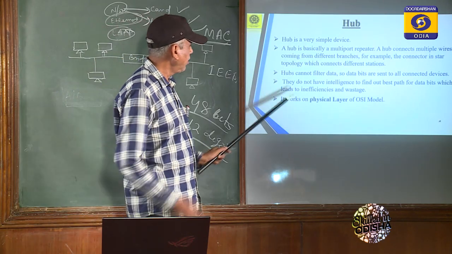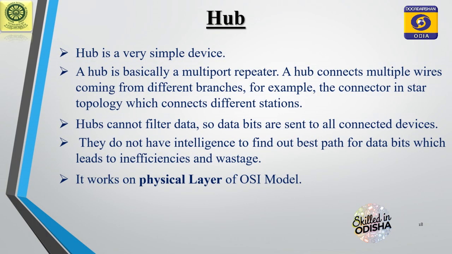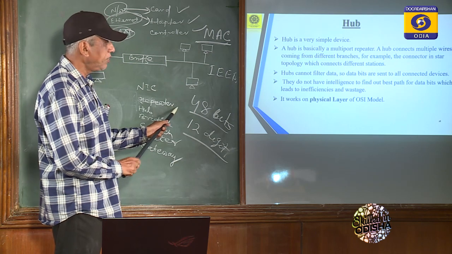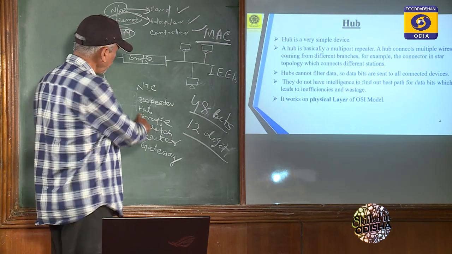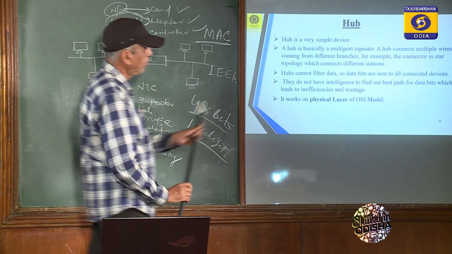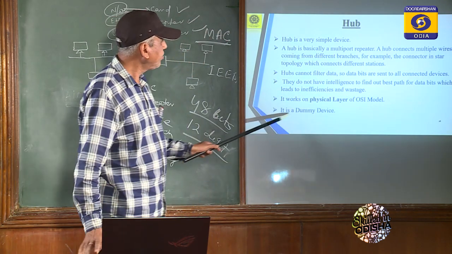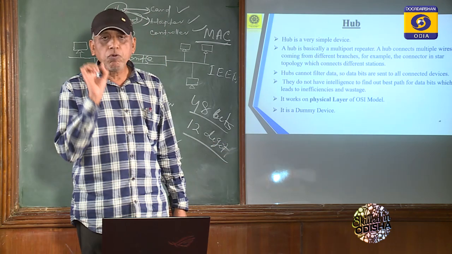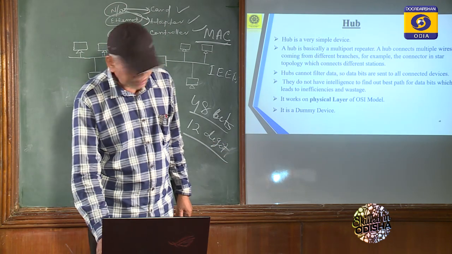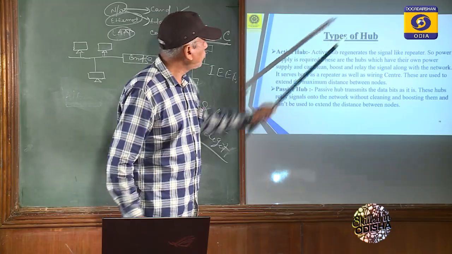Again, it works on the physical layer. Previously repeaters worked on the physical layer, and the hub also works on the physical layer of the OSI model. It is a dummy device because it has no intelligence. It is simple.